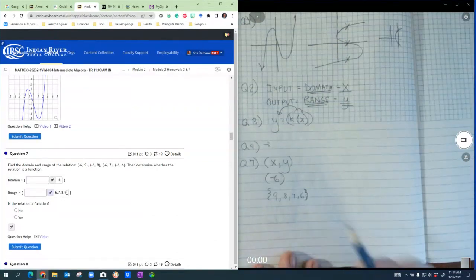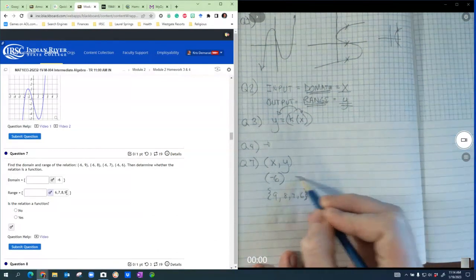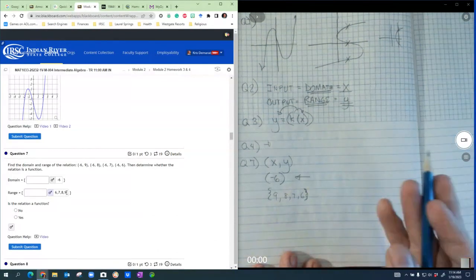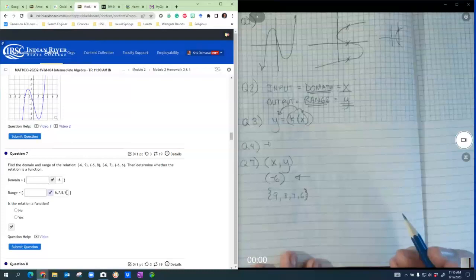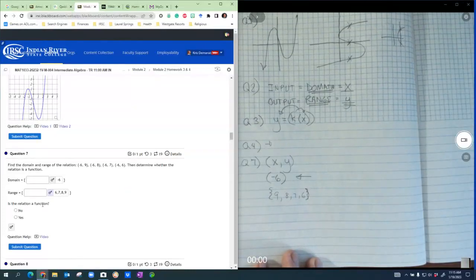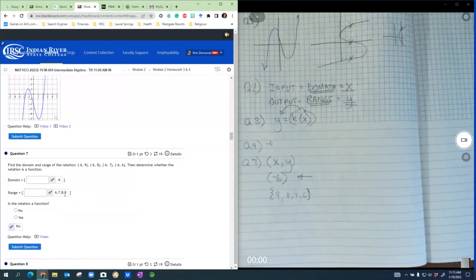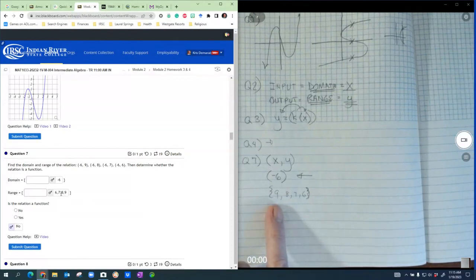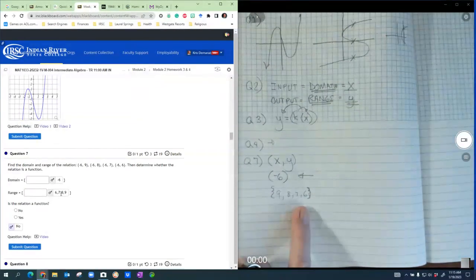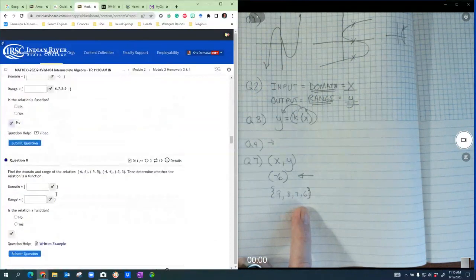Now, we have this. Remember what I said, you can't have inputs repeated, and we only have one input with multiple outputs. So therefore, this is not a function. But again, if you put in 9, 8, 7, 6, it would accept it as an answer, by the way. I just want you to know that.